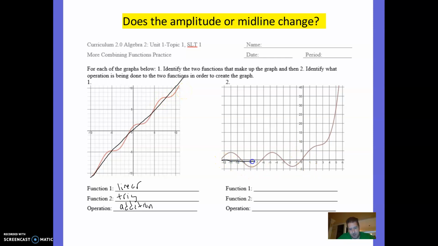This time, the midline is changing just the same as the other one. So this one is also an addition problem, and this one's also a combination of a trig function. Clearly, you can see it looks just like a sine or a cosine function. And it's being combined with an exponential because it's got that hyperbola shape to the midline.